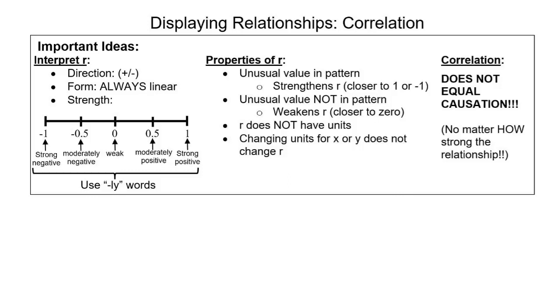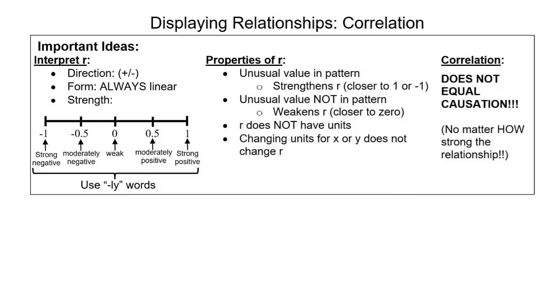If you don't have a scatter plot to look at, but you do have an R value, you could still tell me the direction. If R is positive, it has a positive slope. If R is negative, it's got a negative slope. Form. When we're talking R values, it's always linear. Always. Even if you see a scatter plot that makes a U shape, if you're interpreting the R value, it's always telling me how close to a line it looks. That's what R does.